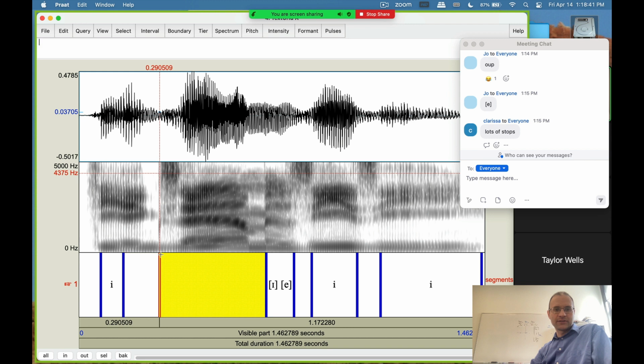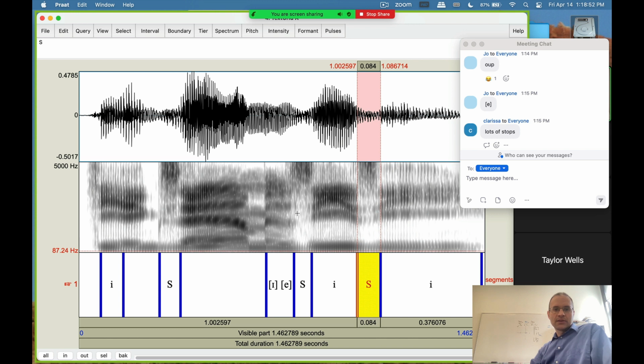So for each one of these, because these are usually easy to spot, I'll just put a capital S to denote that it's a sibilant, but we don't know exactly yet which sibilant it is. If you see a fricative, it'll look something like this. This is not a stop. It's not a fricative. It's something else. Does anybody know what that particular spot is?